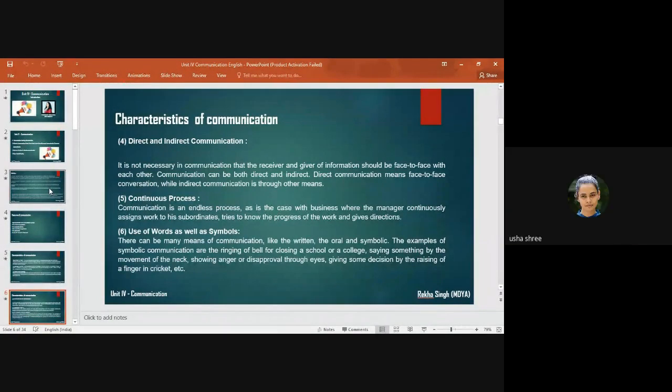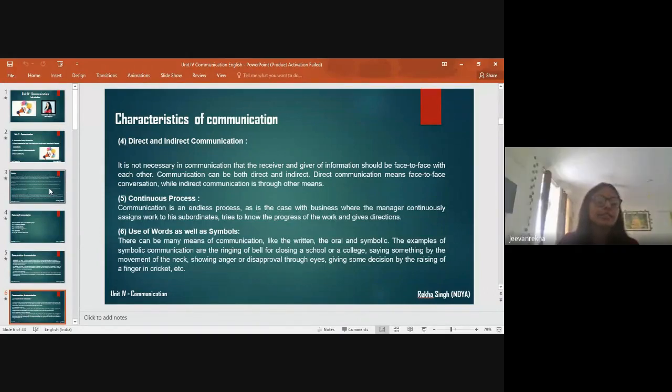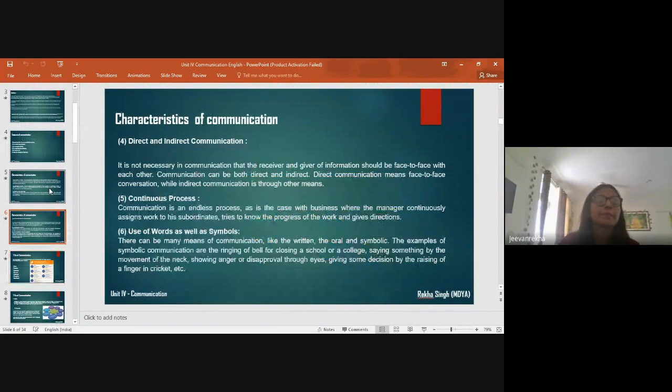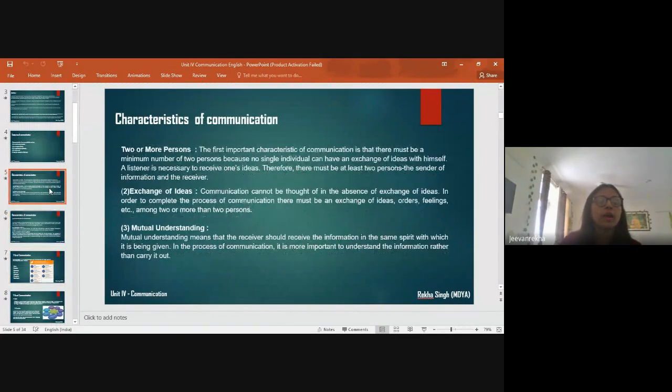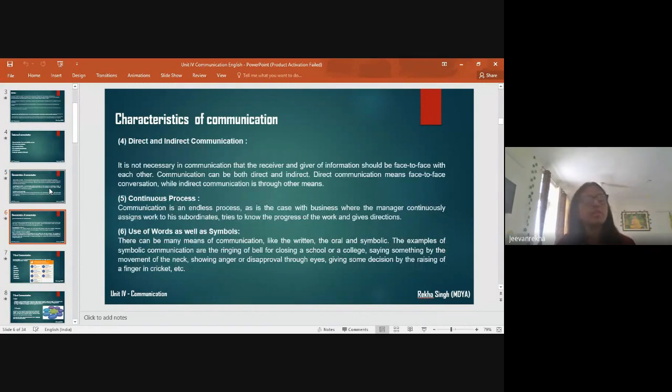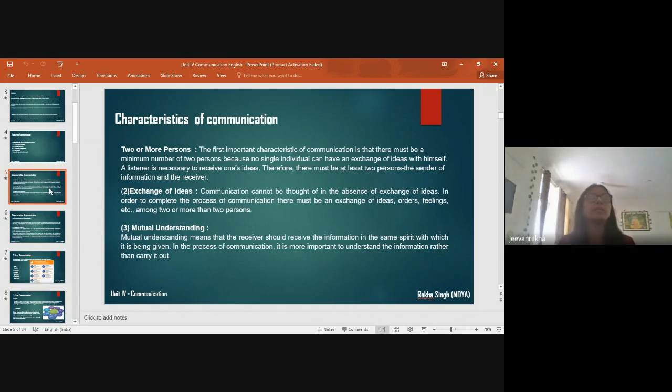Easy? Yeah. So have you noted these six topics? Characteristics of communication. One, two or more persons. Two, exchange of ideas. Three, mutual understanding. Four, direct and indirect communication. Five, continuous process. And six, use of words as well as symbols. You no need to learn communication or these topics. I will definitely make you understand, guaranteed. You don't have to learn again. So anyone please come and explain the characteristics of communication. You will learn along with study.